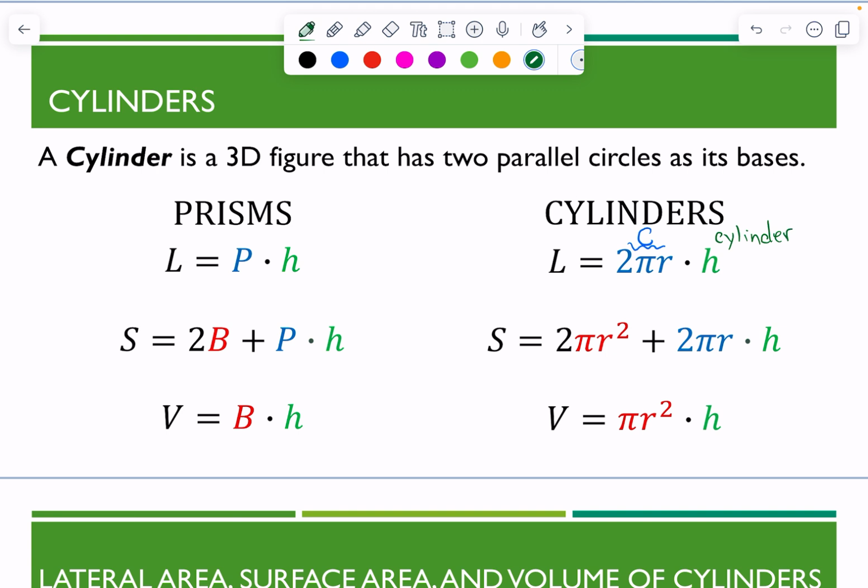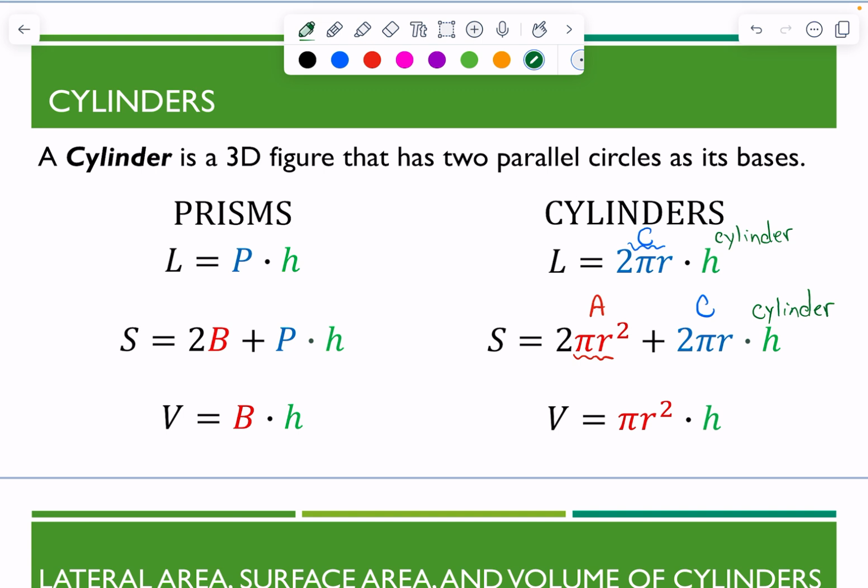Then for surface area, remember yesterday we did 2 times the area of the base, plus the perimeter of the base times the height of the prism. So now remember that the area of the circle is pi radius squared. So we're literally going to take 2 times the area of the circle, the base, and then add that to the circumference multiplied by the height of the cylinder.